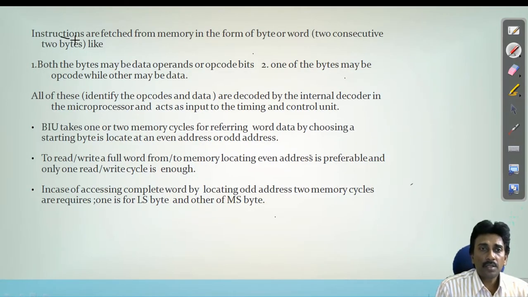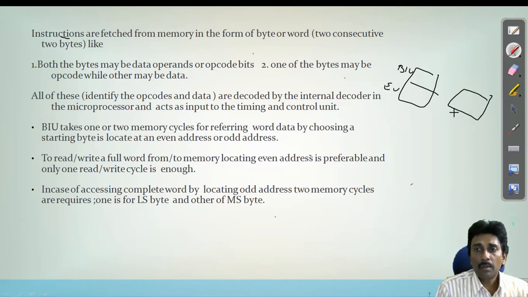Here the instructions generally come from the memory to the processor. In the processor we have two units. One is the bus interface unit and the next one is the execution unit. So the memory will be externally connected to the microprocessor. In general the information will be stored in the memory. Here two memory chips are used to save the least significant byte and most significant byte, or 16 bits of data or opcode.